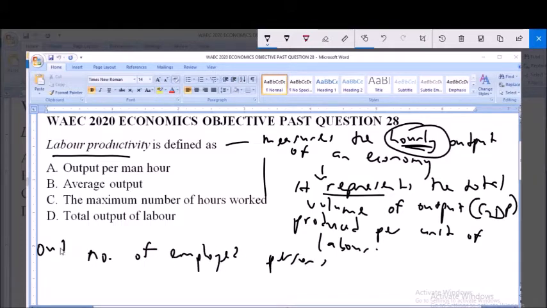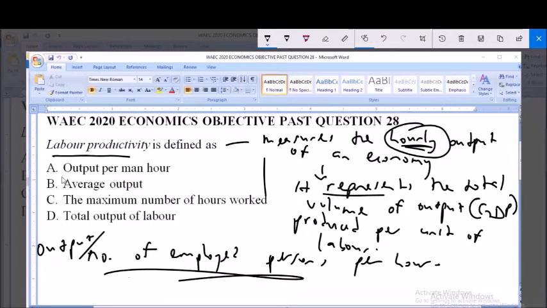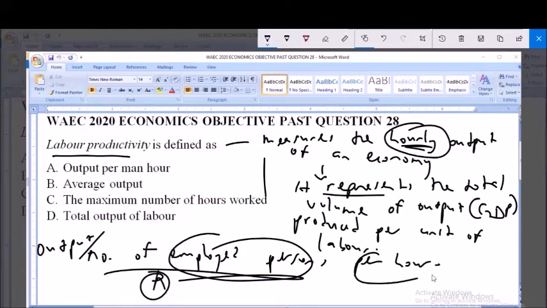Now, amongst the options, what best describes the output based on the number of employed persons per hour is option A, output per man hour, that is the output per employed person per hour. So option A, output per man hour, is the correct answer to this question.